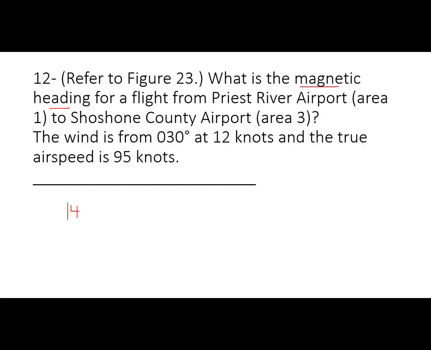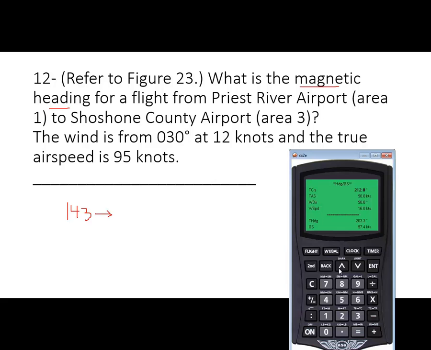Now when we correct that for wind correction angle, you're going to type that into your CX2. It looks like 143 degrees. True airspeed is listed in the question, 95 knots. Wind direction is 30 degrees, and the wind speed is 12 knots. When you type that in there, you're going to come up with a true heading of 136.3.